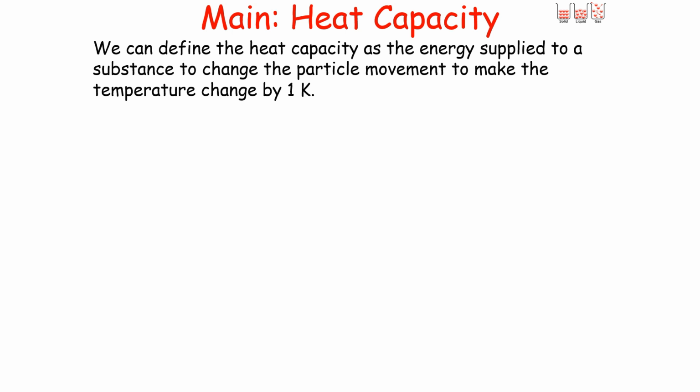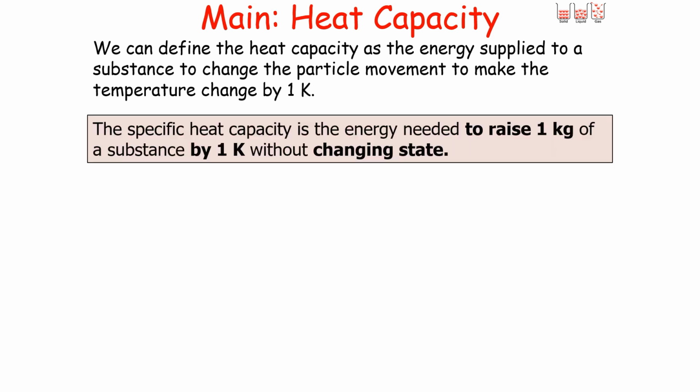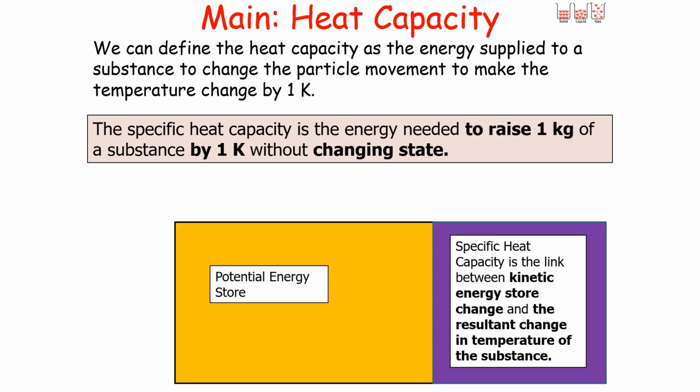Now, we can define heat capacity as the energy supplied to a substance to change the particle movement to make the temperature change by 1 kelvin. Now, that is heat capacity. Now, specific means per kilogram. So, the specific heat capacity is the energy needed to raise 1 kilogram of a substance by 1 kelvin without changing state. So, just to clarify, the specific heat capacity is the link between the kinetic energy store change of the internal energy of the substance and the resultant change in temperature of the substance.